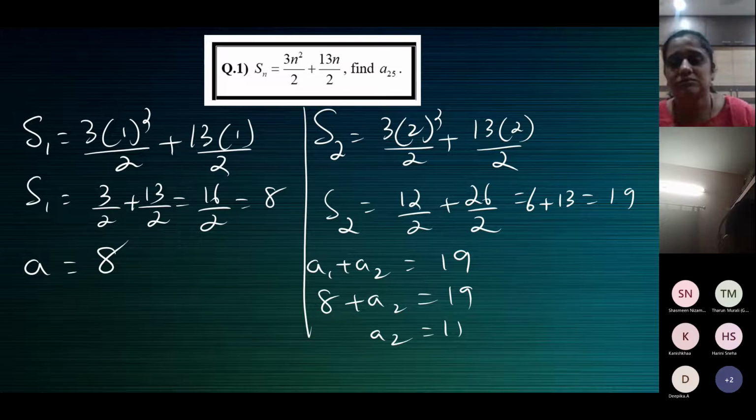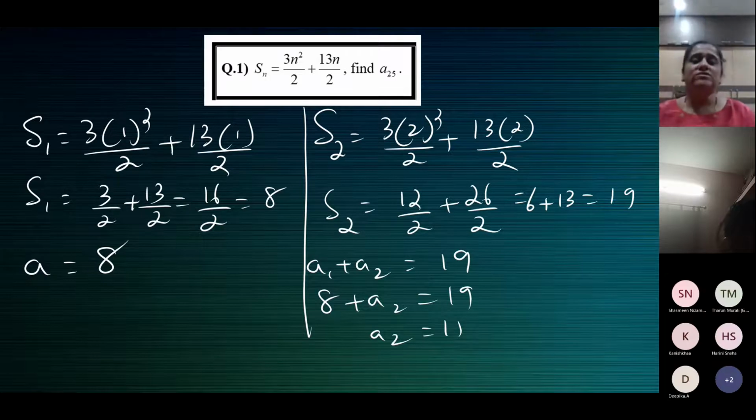Done, children? Yes, ma'am. So find S1. That means N is 1 everywhere. S1 is the sum to the first one term, that means the first term itself, which is 8. Then S2. S2 means the sum of the first two terms. S2 is 19. So A1 plus A2 is 19. A1 is 8, the first term is 8, plus A2 is equal to 19.